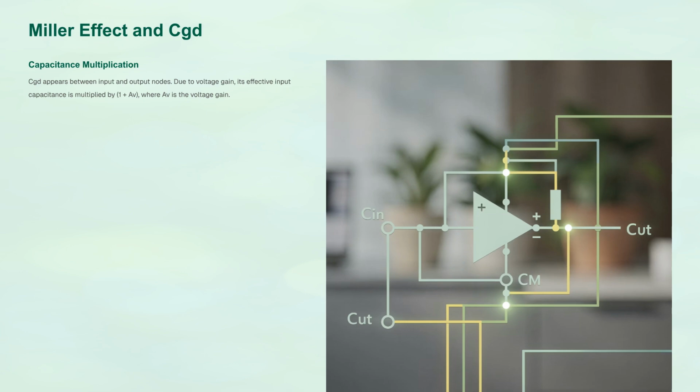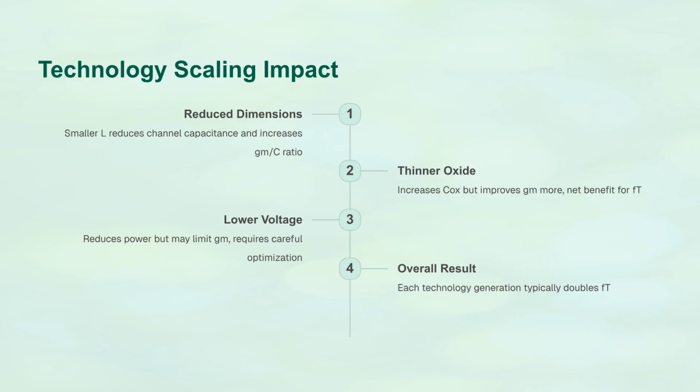oscillator design. The Miller effect significantly magnifies CGD's influence. Since CGD connects the input and output nodes, its effective input capacitance is multiplied by 1 plus the voltage gain, making it critical despite its small physical size. Technology scaling impacts fT through reduced dimensions and thinner oxide layers. Generally, each new technology generation aims to double the unity gain frequency, constantly pushing performance limits.